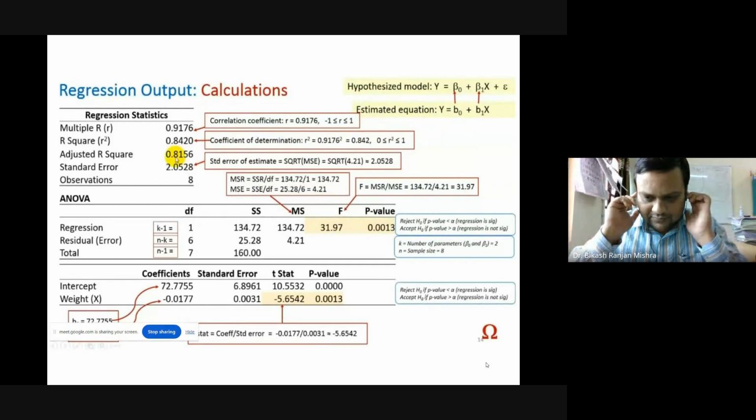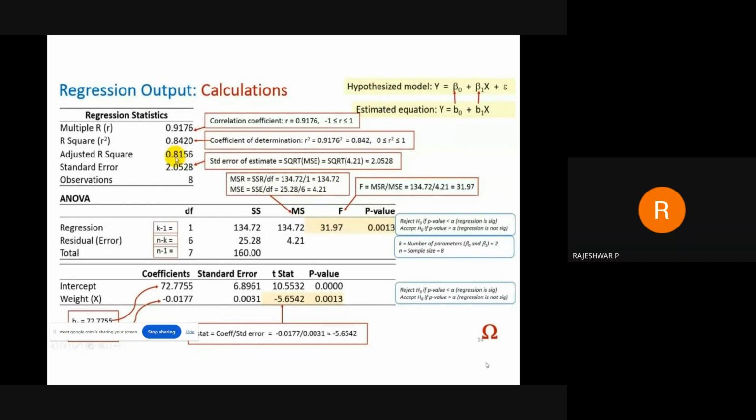Hello? Yes, sir. Same, or is there a difference? Same. Okay, sir.